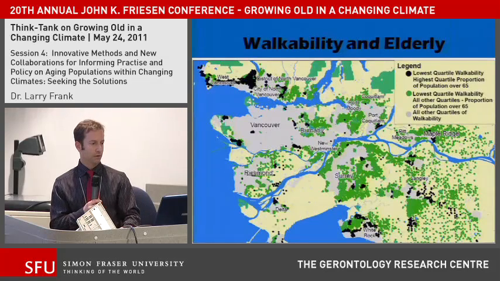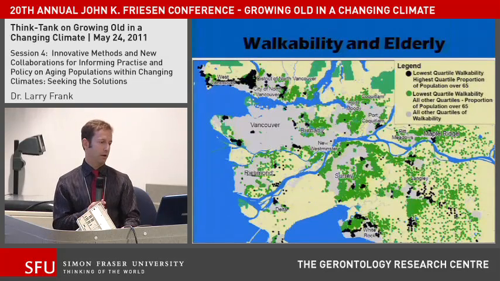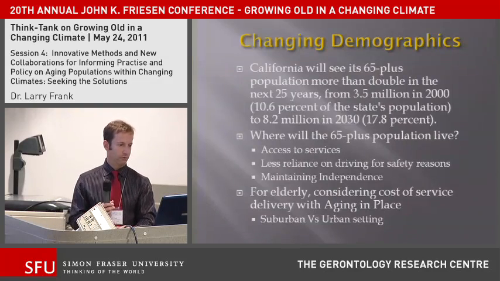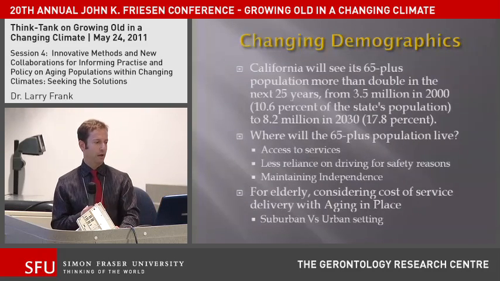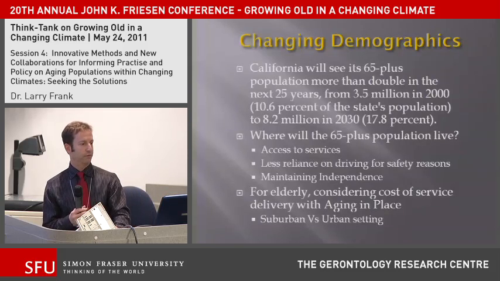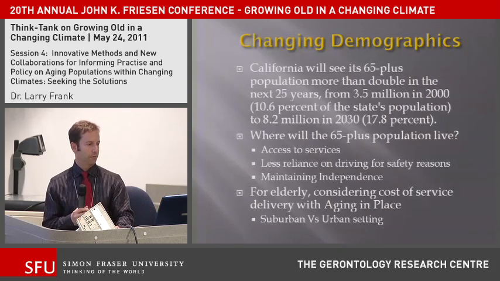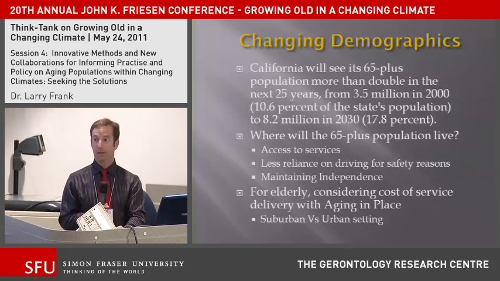So we're now facing, and you're all the experts on this, but I'm just showing you some information. Changing demographics. California, for example, we'll see its 65 plus population more than double in the next quarter of a century, from 3.5 to 8.2 million people. Where will they live? Well, one thing we're learning is that elderly want to live where there's access to services, less reliance on driving, while being able to maintain independence.